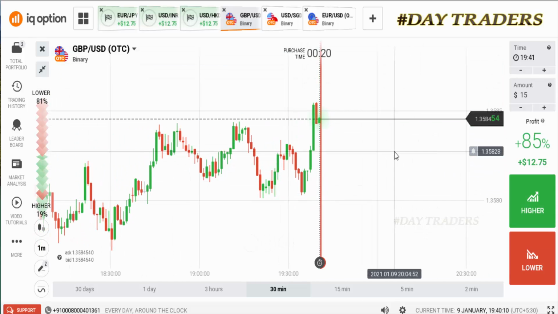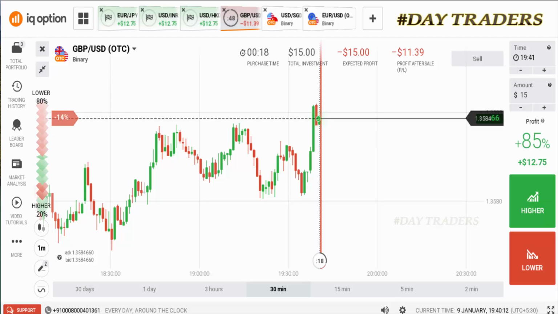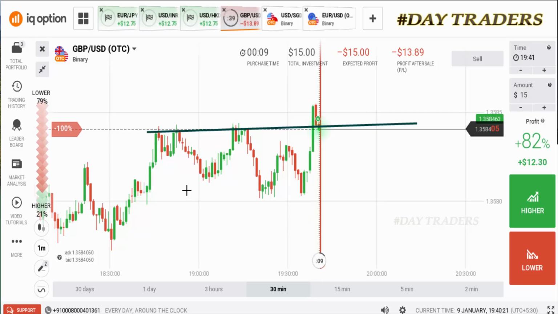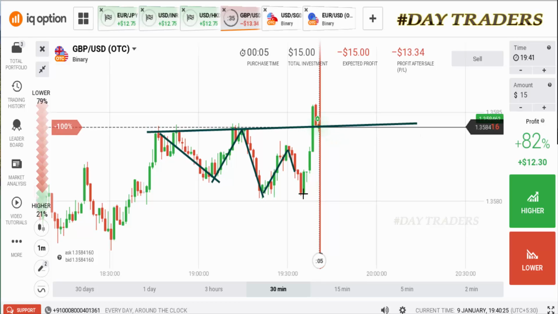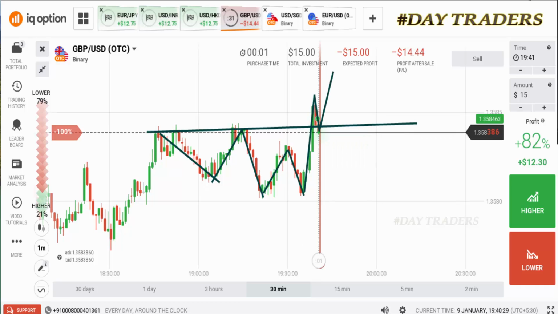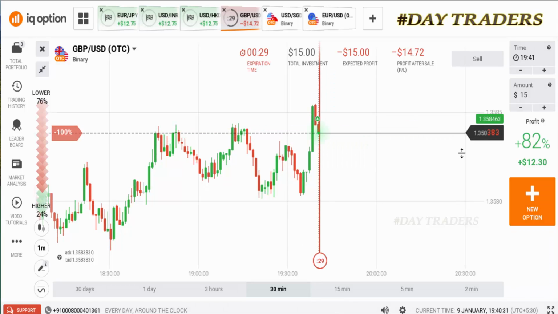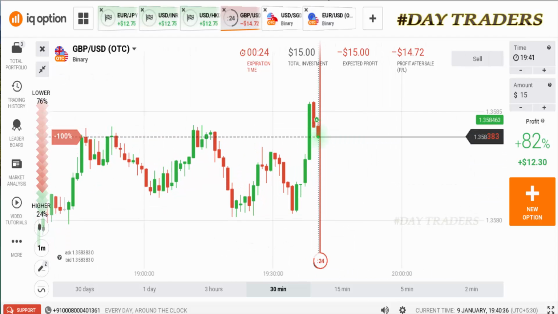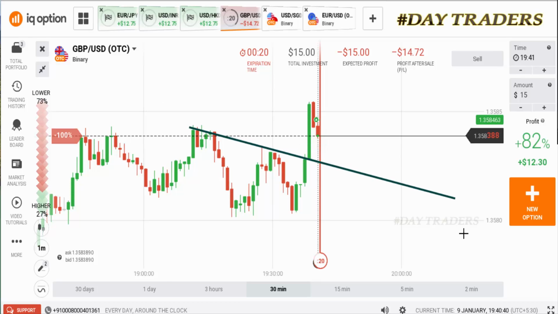Okay, I will place a higher option. It's a support level turned into a resistance level, so that's the reason I will place a higher option. Okay, exactly closing point at the level. Okay, maybe this type of market I'm expecting. And this candle does not respect the support and resistance level. Now the next level is here.